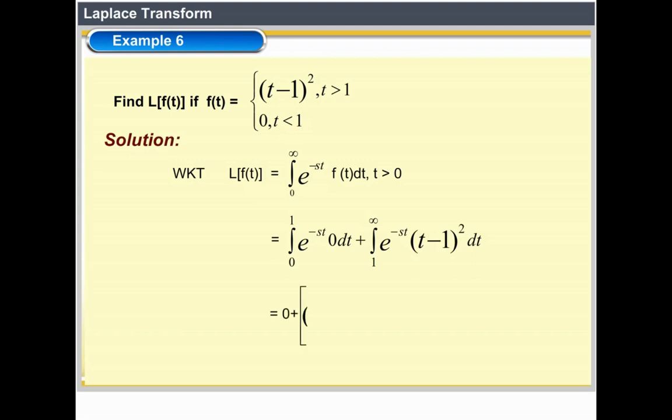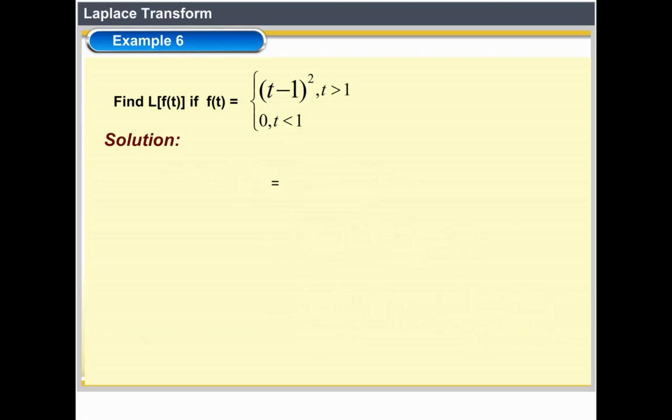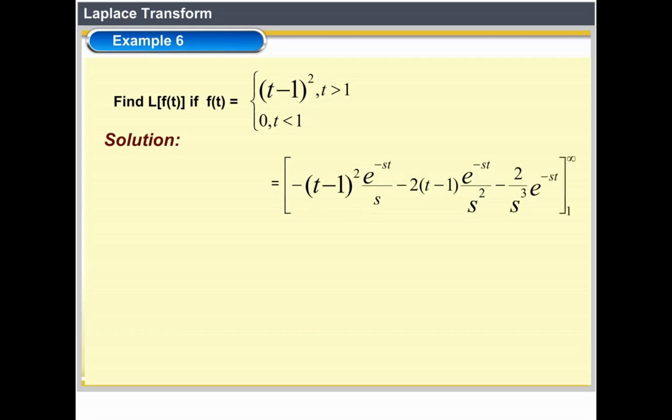equal to 0 + (t−1)² e^(−st)/(−s) − (t−1) e^(−st)/s² + 2 e^(−st)/(−s³). We have to apply the limit 1 to infinity. Equal to −(t−1)² e^(−st)/s − 2(t−1) e^(−st)/s² − 2/s³ e^(−st), integral 1 to infinity, equal to 0 − 0 − 0.